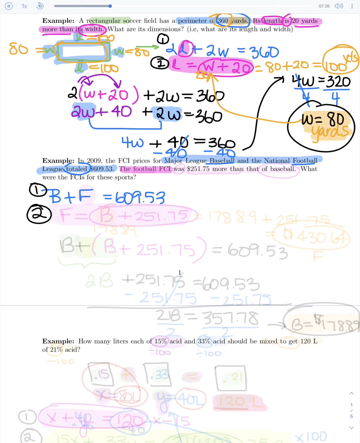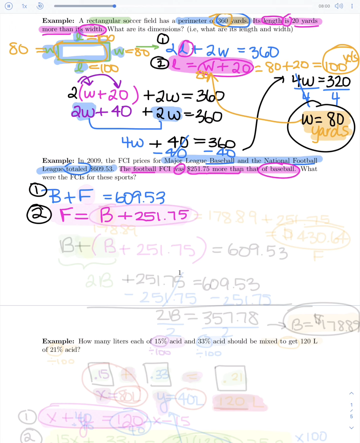The football prices were $251.75 more than that of baseball. So the next thing we see is football, so that's our F. Was, is, were, they all mean equals. $251.75 more than means we're going to be adding the $251.75 onto our baseball. So added to B.